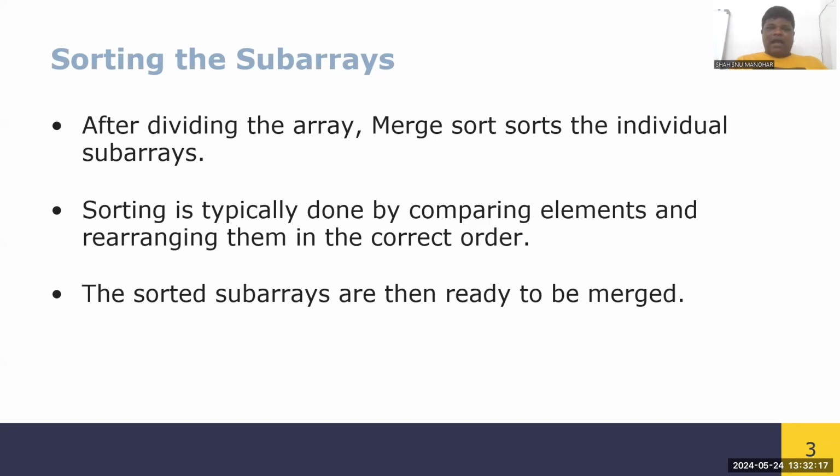Sorting the subarrays. After dividing the array, merge sort sorts the individual subarrays. Sorting is typically done by comparing elements and rearranging them in the correct order. The sorted subarrays are then ready to be merged.